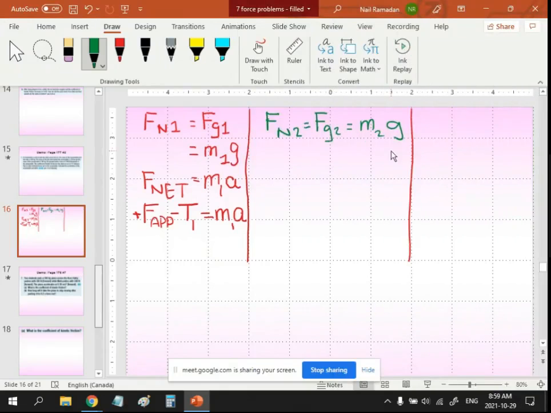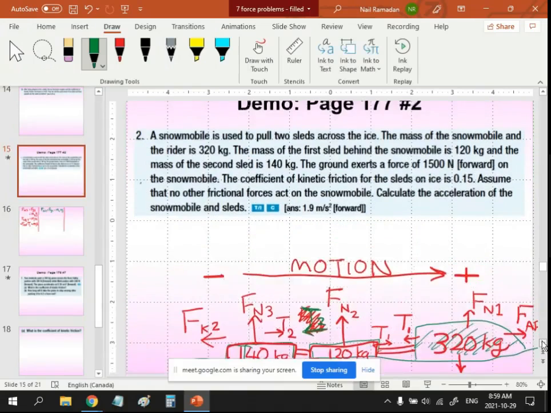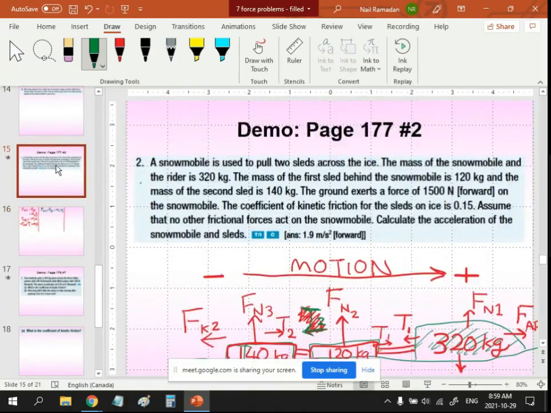Okay. How many horizontal forces are on the second sled, or the second object, I should say? I'll go to the slide. How many? 3. How many are pointing forward? Which one? Tension 1. How many are pointing backward? Tension 2 and FK1, and both of these get what sign? There you go. Whatever is pointing with motion gets a positive sign. Whatever is pointing against motion gets a negative sign.